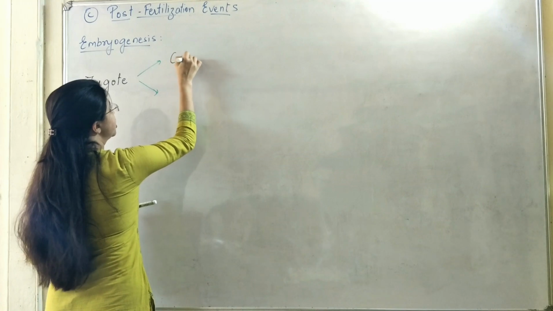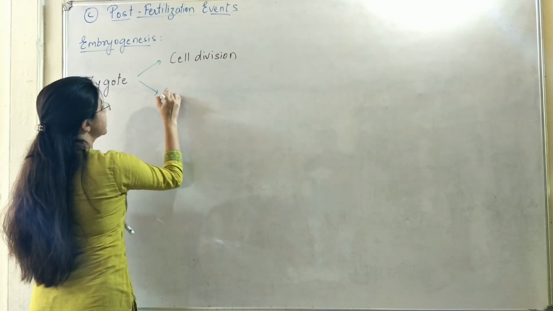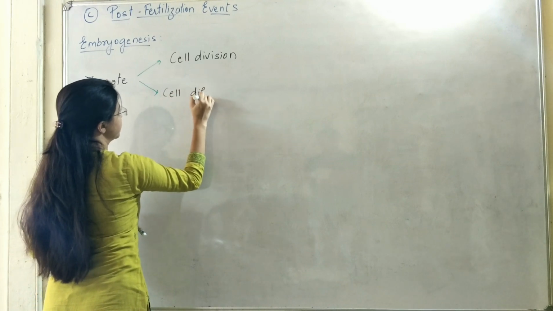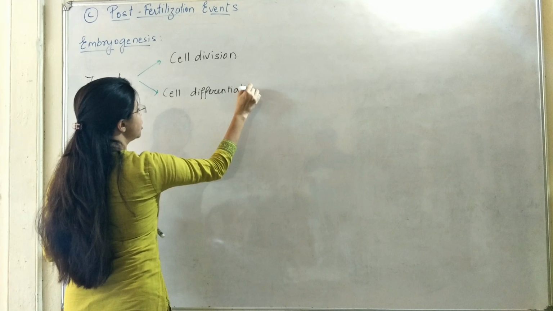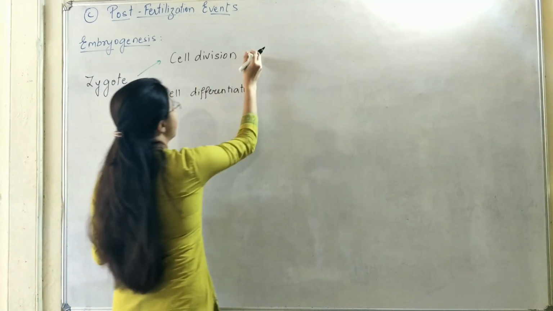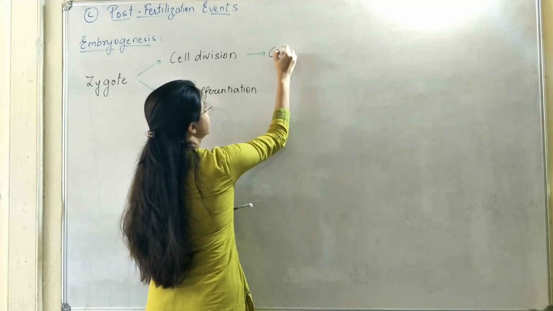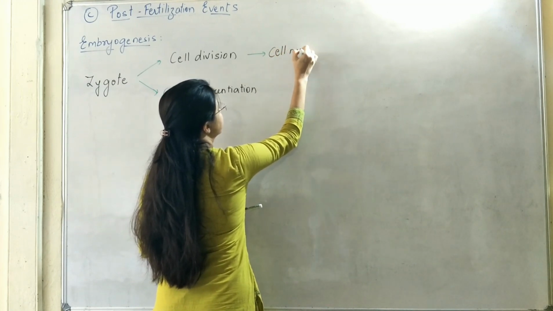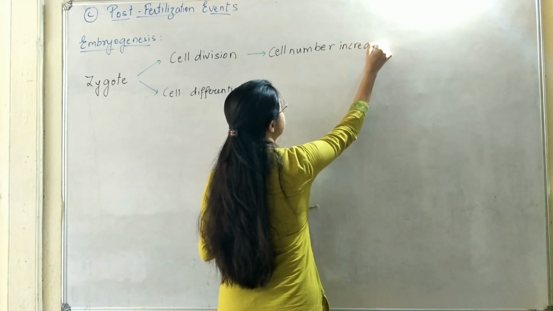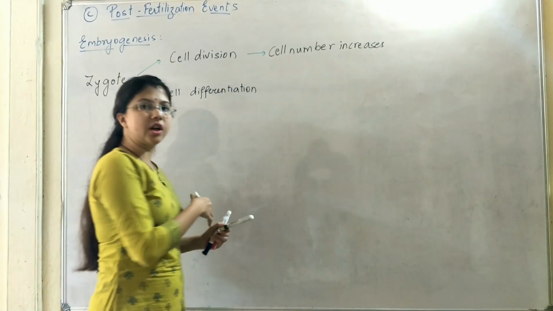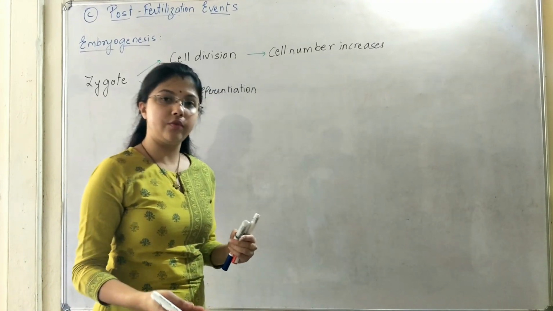One is cell division and the other is cell differentiation. Now, as a result of the cell division process, the number of cells will increase. Cell division means what we have studied earlier, either mitosis or meiosis, will take place depending upon the life cycle of the organism.